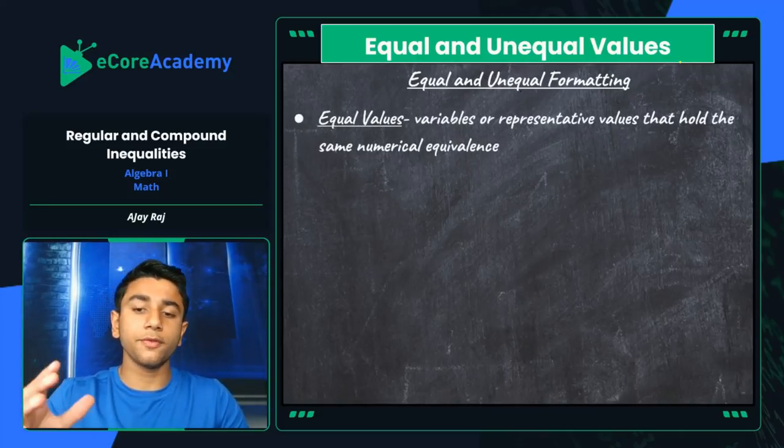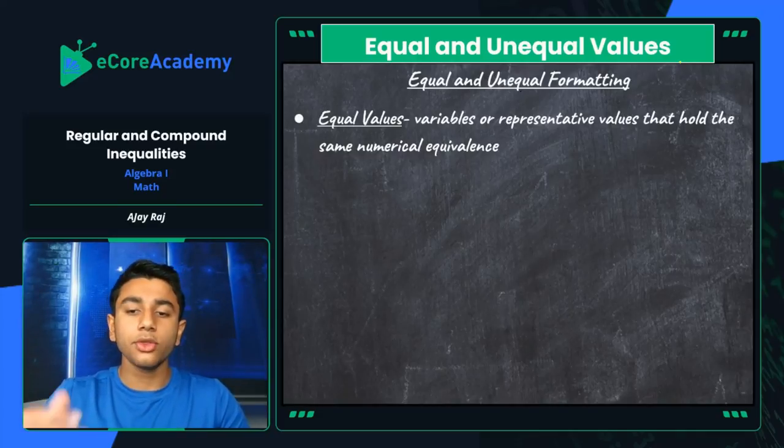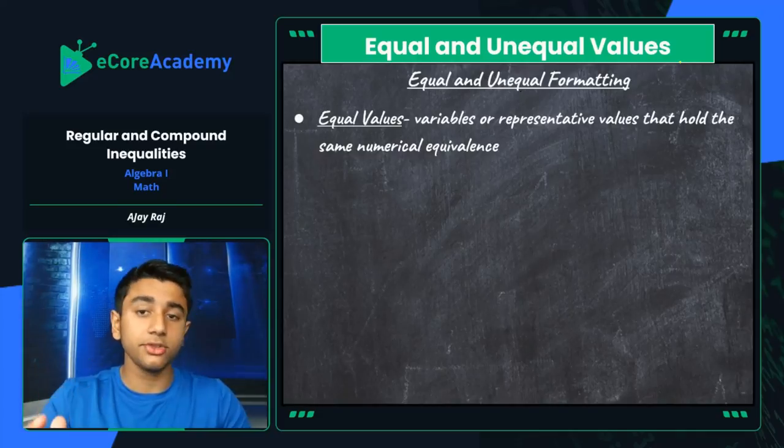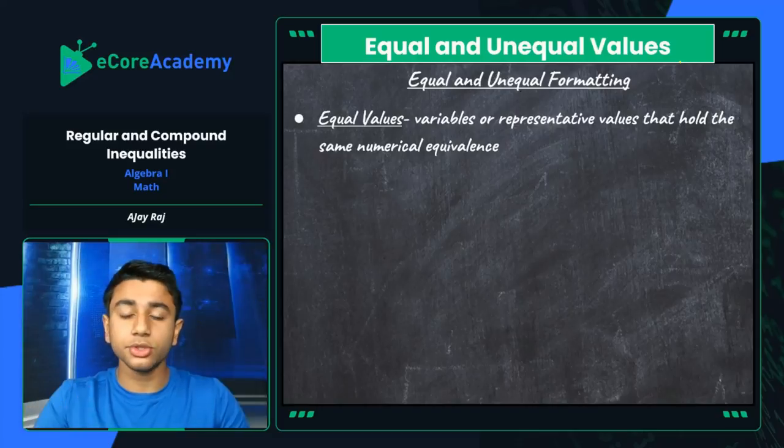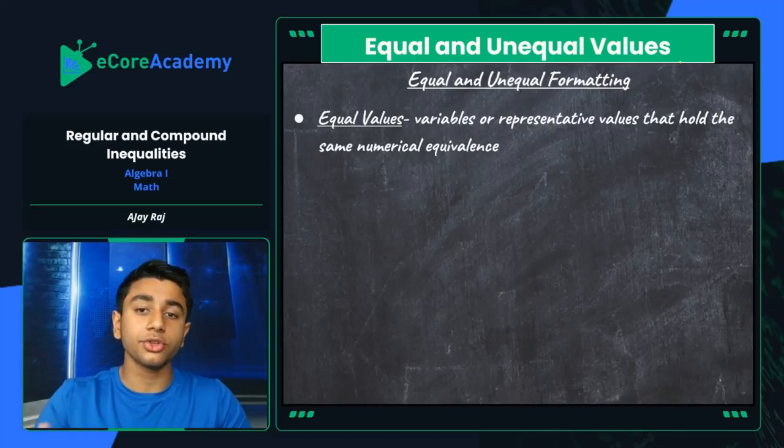So equal values are variables or representative values that hold the same numerical equivalence. The reason why I said representative values is because you're not necessarily going to be given two numbers that are equal to each other. Tanya will be covering that in her types of solutions video. That's when two integers are equal to each other. That means you're going to have infinite solutions.